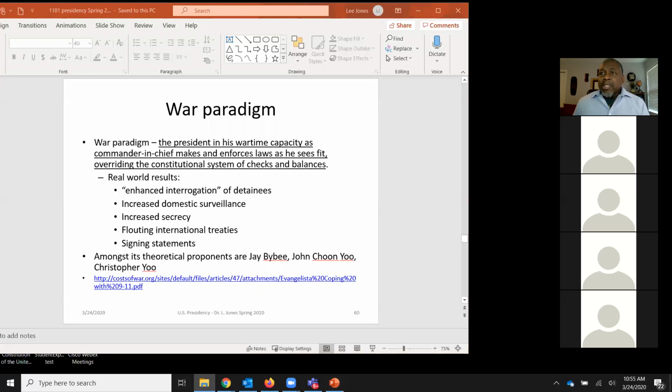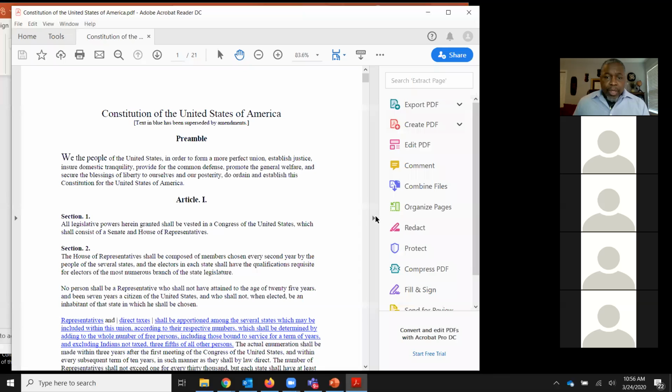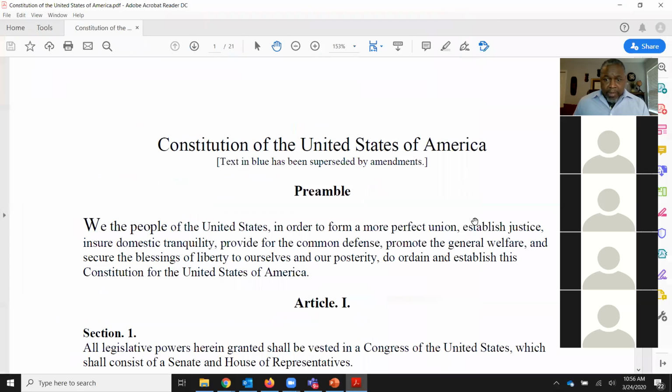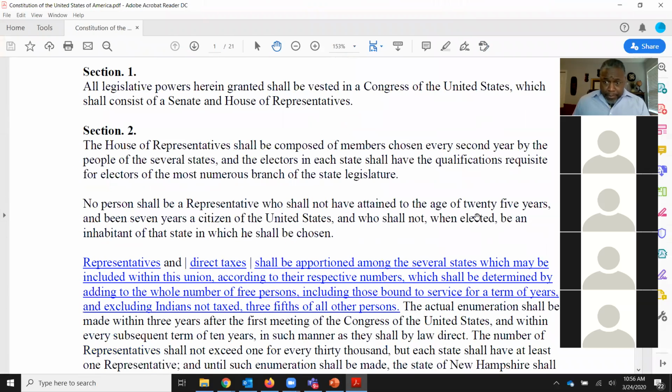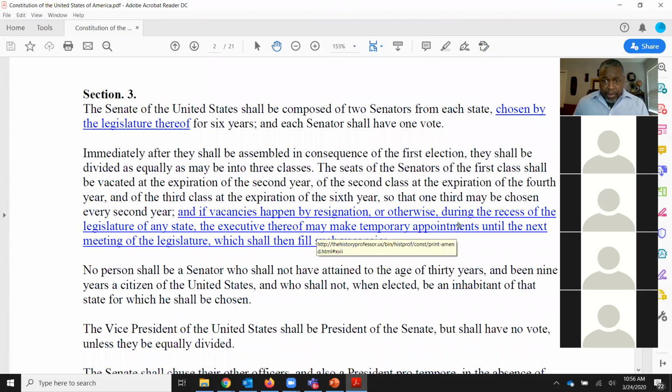And the president says, because he is commander-in-chief during a time of war, I have the ability to make and enforce the law however he sees fit. Here we go to, let me make it nice and big for you. Here we go to Article 2 of the Constitution. Scrolling is somewhat slow.